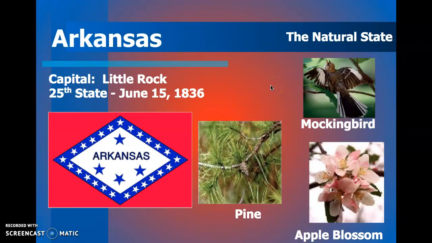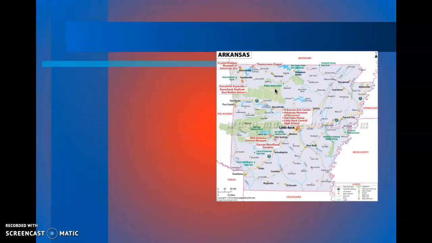Arkansas. Capital is Little Rock. It is the 25th state, founded on June 15th, 1836. Just in case you forget, it's on the state flag. It is known as the natural state. State bird is a mockingbird. State tree is the pine tree, and state flower is the apple blossom. A lot of states have the mockingbird as their state bird.